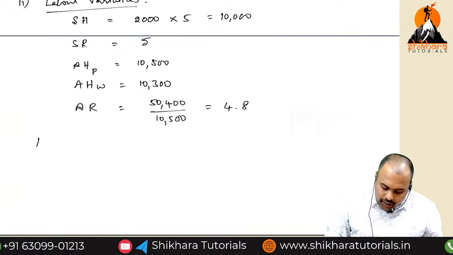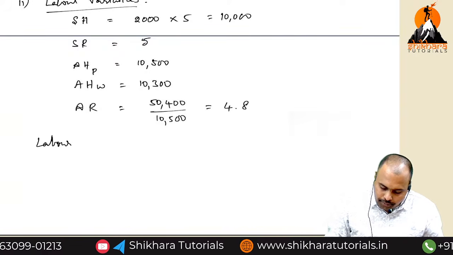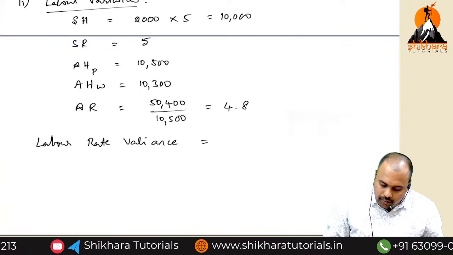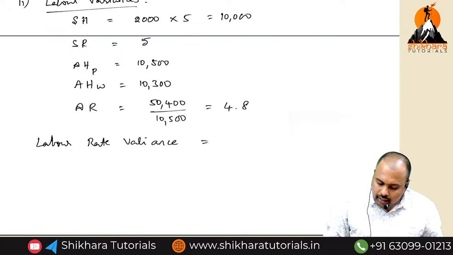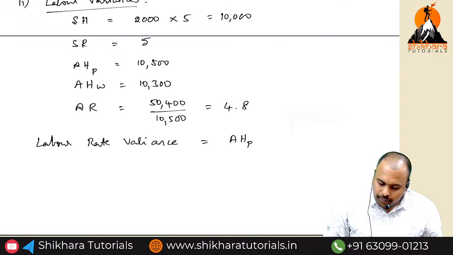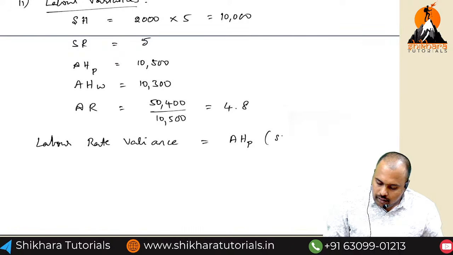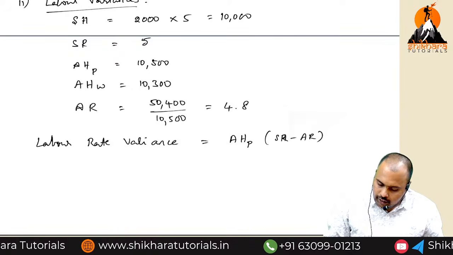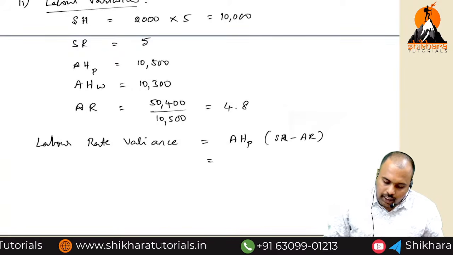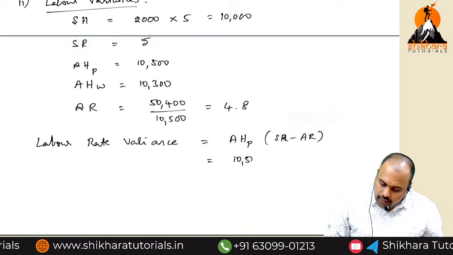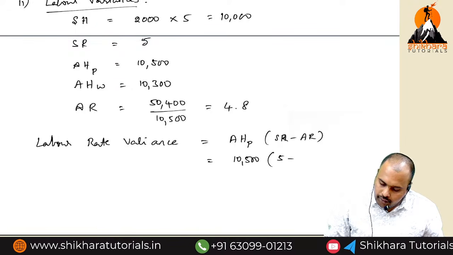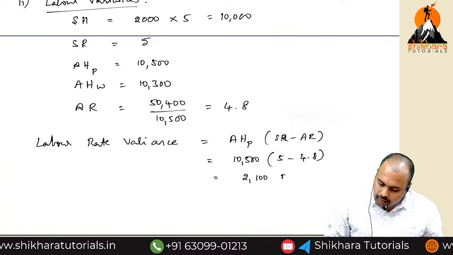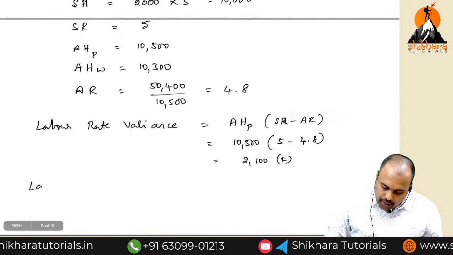So how much is this? 4.8. Now first, labor rate variance. That is actual hours paid into standard rate minus actual rate. That is equal to actual hours paid 10,500 into standard rate 5, actual rate 4.8. 2,100 favorable.